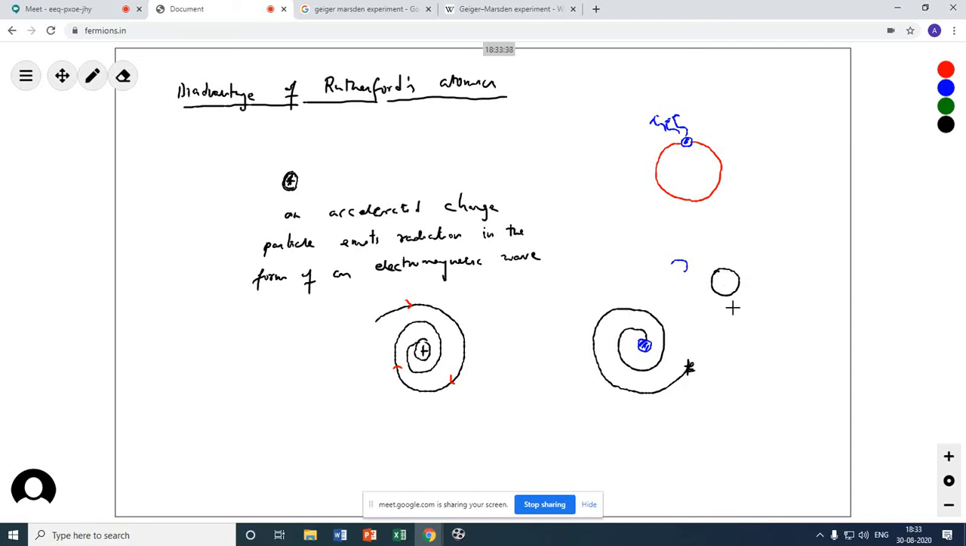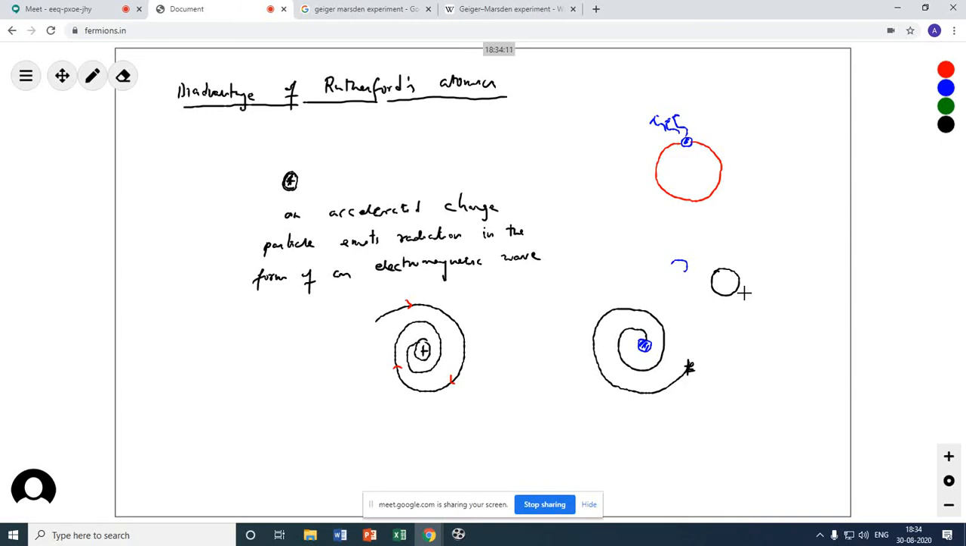Moving in a circular path is one kind of accelerated motion. So when it is accelerating, it will give out radiation in the form of an electromagnetic wave. As it releases this, its speed should fall and its angular velocity should decrease, so it should move in a spiral path rather than a circular path, and if it spirals inward, it should fall on the nucleus. So it is not possible.